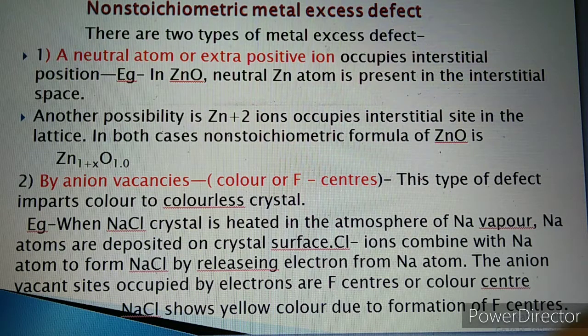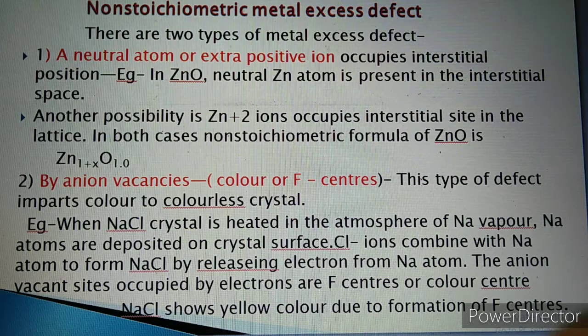If the Zn+2 ion occupies the interstitial site in the lattice, then in both cases the formula of ZnO will be Zn 1 plus x and O 1.0. So the ratio is not maintained. The ratio of zinc and oxygen will be non-stoichiometric.